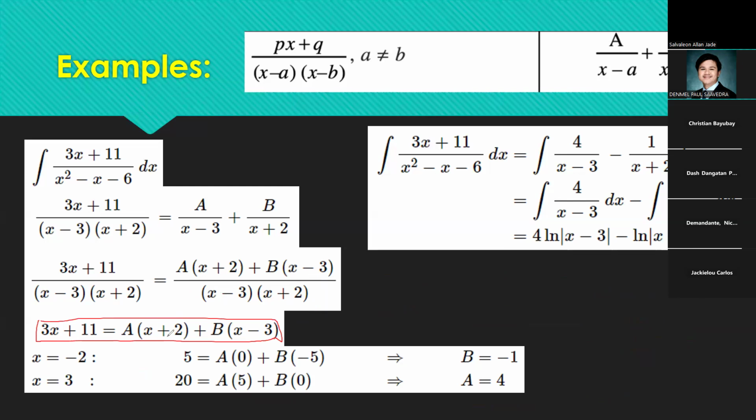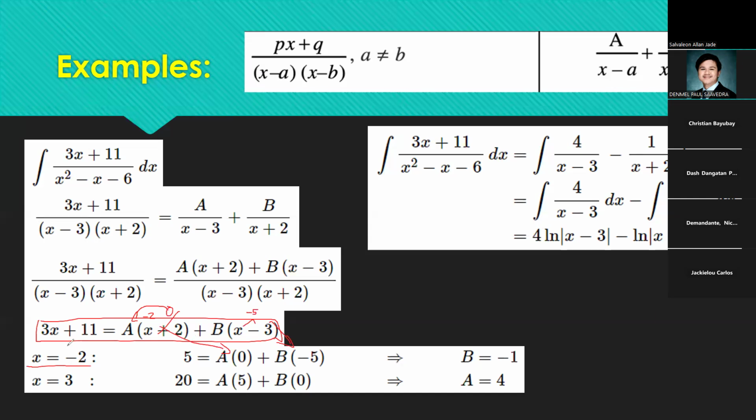By assuming a certain value of your x. We assume a value to make one variable 0, and then the others will give us a certain value. For example, by assuming our x is -2, by replacing the x with -2, you will see that -2 plus 2 gives us 0, and then 0 times a is now 0. But for the b, -2 minus 3 is -5.